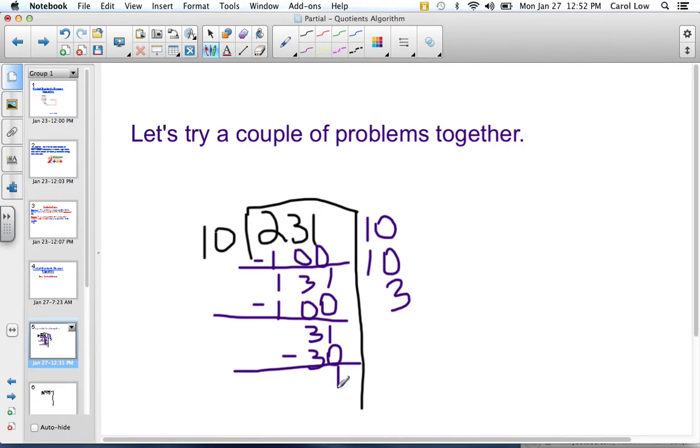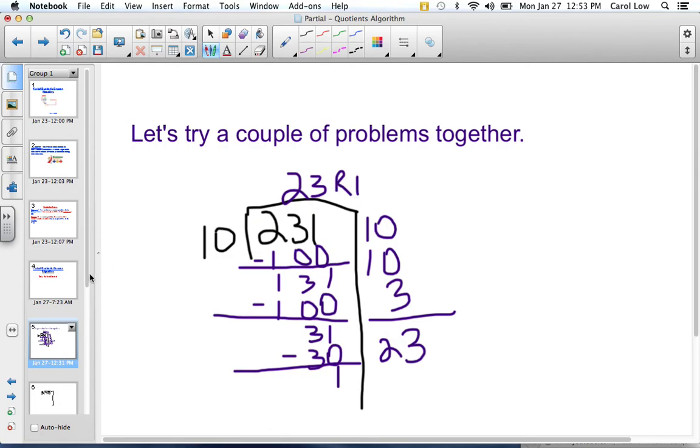10 can't go into 1. So I add my numbers up over here. And notice how I have them lined up, so they're easy to add. So this is 3. And 1 plus 1 is 2. So my answer is 23, remainder 1. And you'll either see it written like this, or you can see the R written out for remainder, but most of the time you're just going to see it as an R.